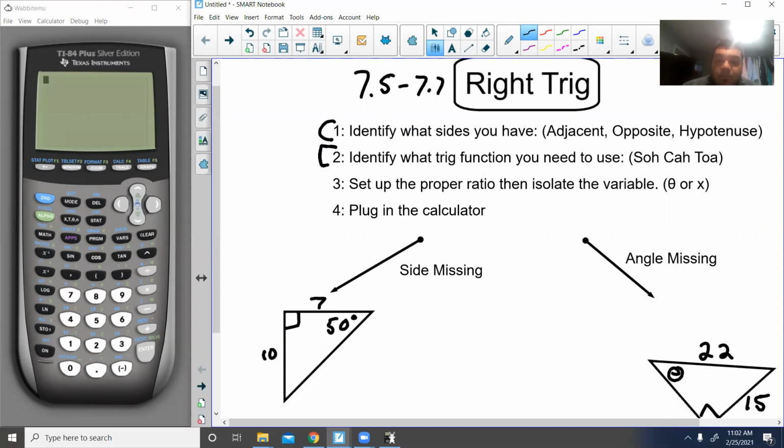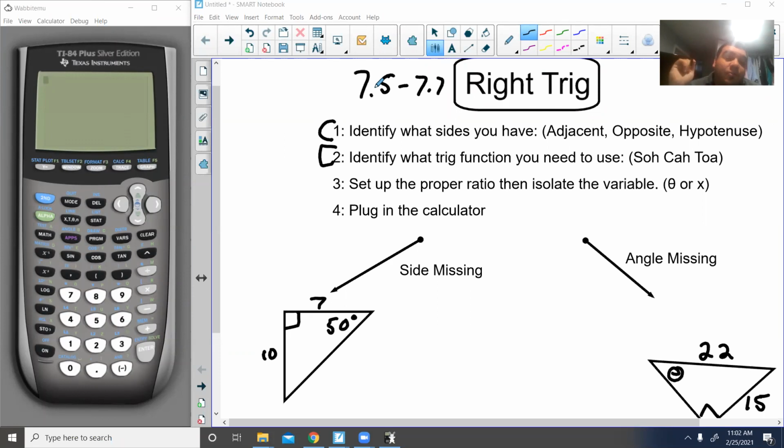Your second part, identify what trig function you need to use. This is the code SOHCAHTOA. This will help you remember which one to use. So for example, if I had opposite and hypotenuse, I say to myself, SOHCAHTOA, so S-O-H, opposite hypotenuse. So that tells me I use sine, S-I-N. If I have opposite and adjacent, I tell myself, O-A, oh, TOA. So TOA tells me tangent.